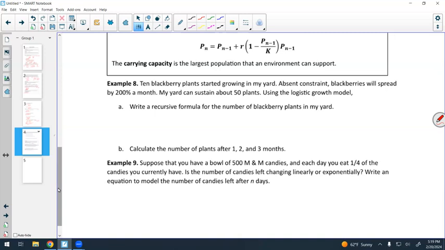Write a recursive formula for the number of blackberry plants in the yard. P sub n equals P sub n minus 1 plus R, which is 200%, which would be 2, times (1 minus P sub n minus 1 over our carrying capacity, which is 50) times P sub n minus 1. Okay? Now let's calculate the number of plants after 1, 2, and 3 months.